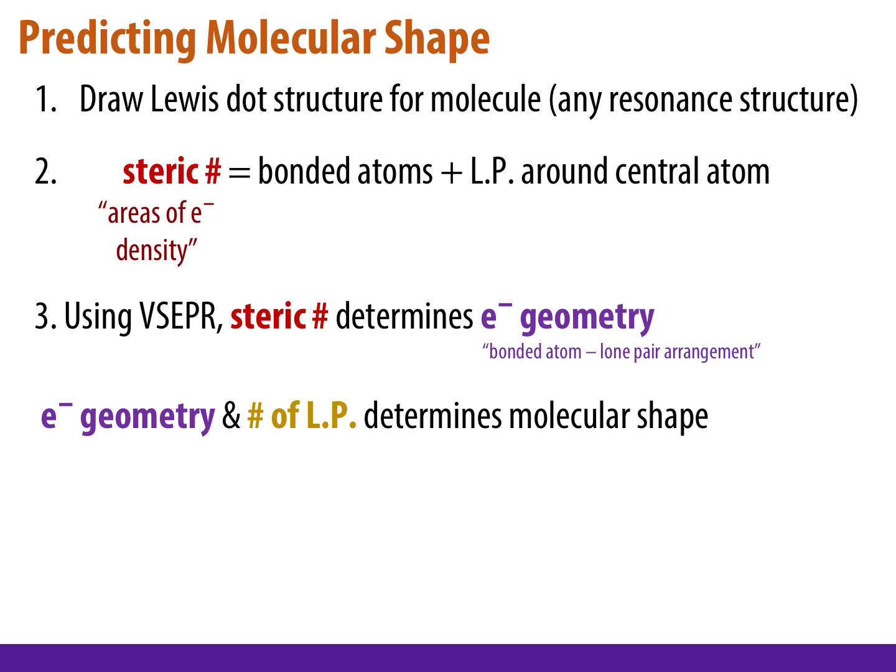Yeah, this is that overall process. You need the Lewis structure first because you need to know about the lone pairs. Steric number: add up bonded atoms and lone pairs. Then use that steric number to determine the electron geometry. And then fill in those lone pairs to determine the overall molecular shape.